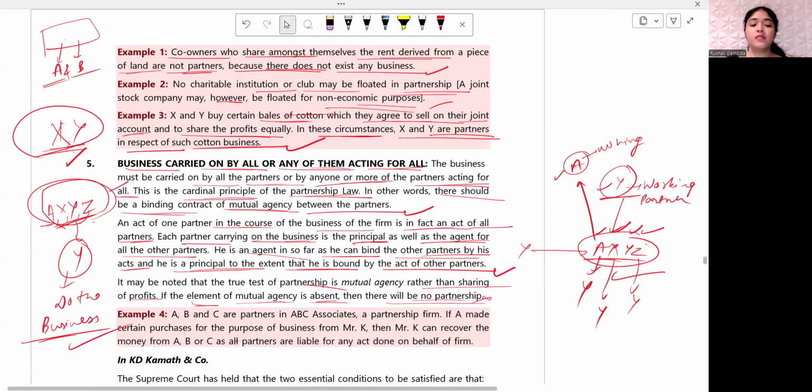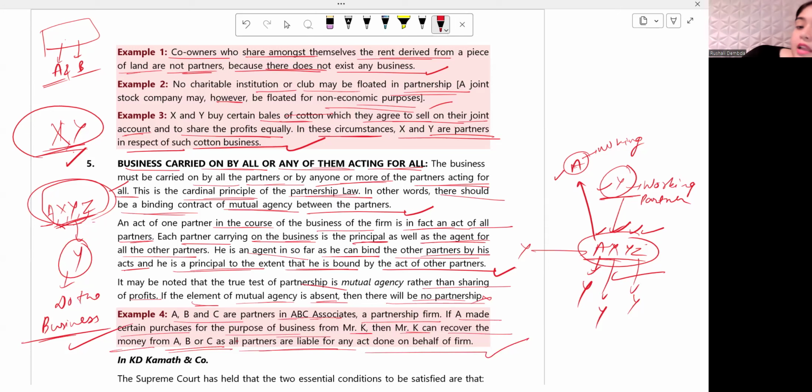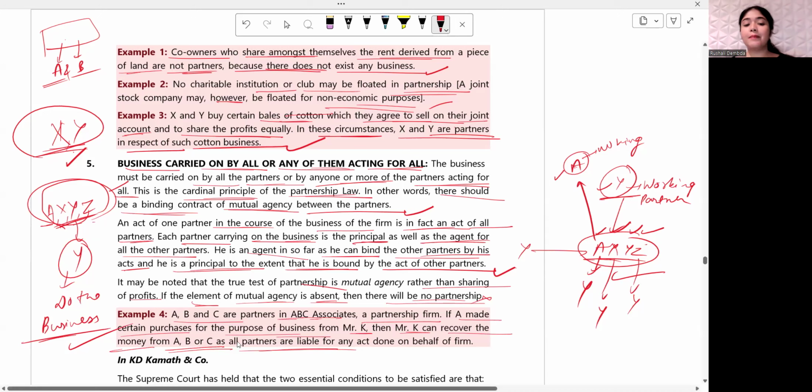Let's see the example. A, B, and C are partners in ABC Associates, a partnership firm. If A made certain purchases for the business from Mr. K, then Mr. K can recover the money from A, B, or C, as all the partners are liable for the act done on the behalf of firm. Now here we can see A, B, and C are partners in a partnership firm. If one of the partners is making certain purchases, the entire partners will be liable to pay for those purchases. If one is making the purchase, others will also have to compensate for it. The business will have to pay for it.